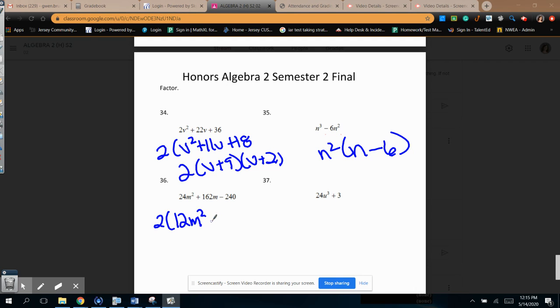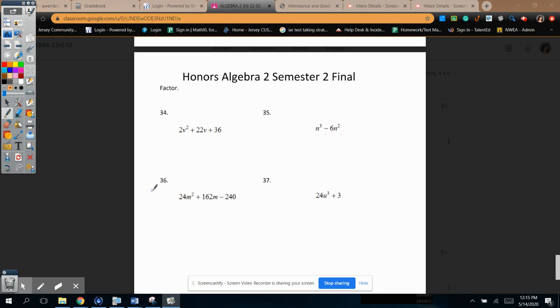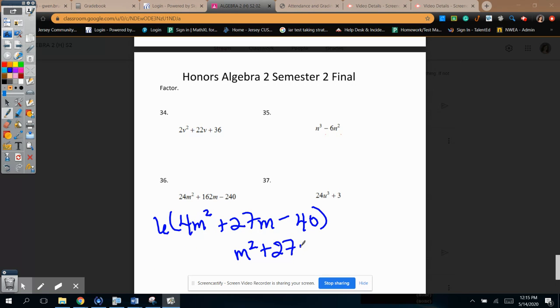12m squared plus 81m. I bet 6 went into all of them. Let's try that. 162 divided by 6. Yeah, it was 6. So that's 4m squared plus 27m minus 40. And what do you think? Go down further. We can try AC. That'd be minus 160.